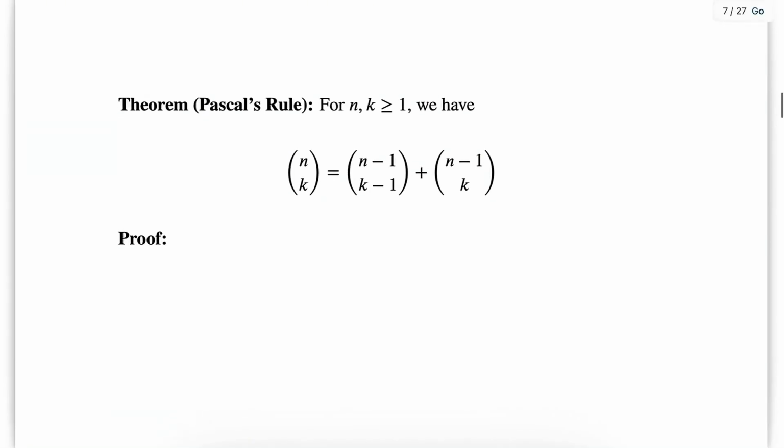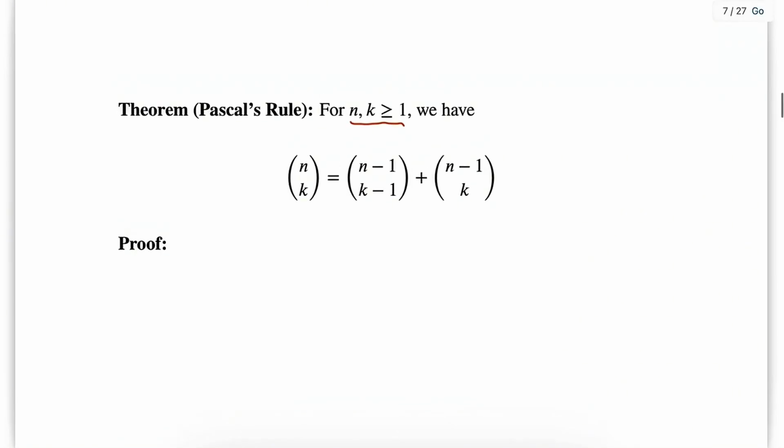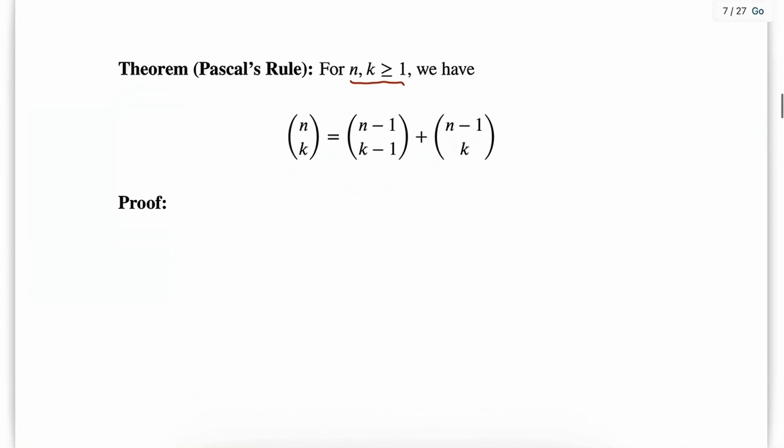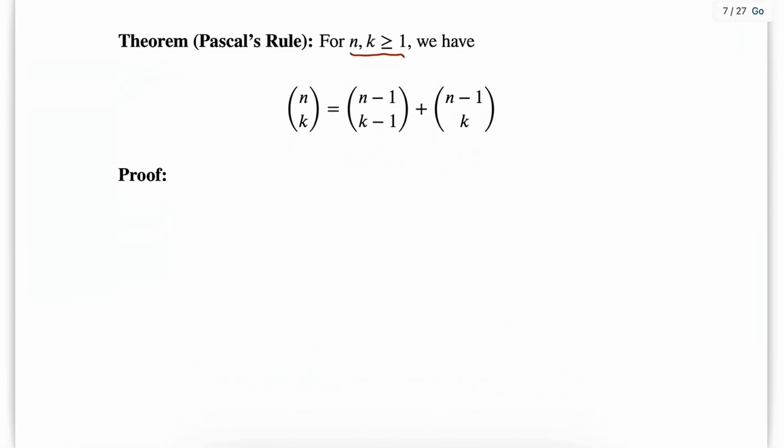So it says n choose k is equal to n minus 1 choose k minus 1 plus n minus 1 choose k. And I'm restricting it to n and k greater than or equal to 1 because we haven't made sense of negative binomial coefficients yet. There is actually a world where you can make sense of that, but not for now. Okay, this is our first big theorem.